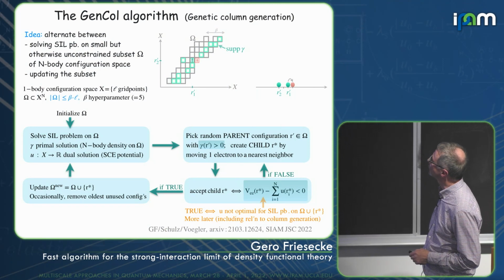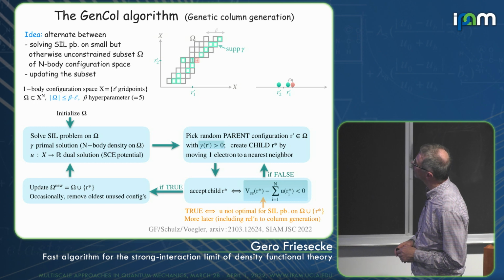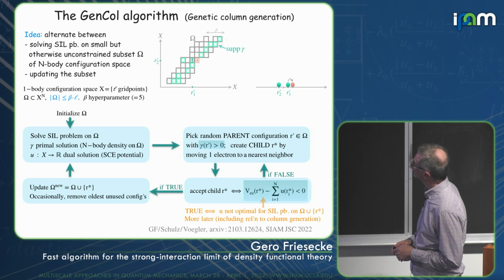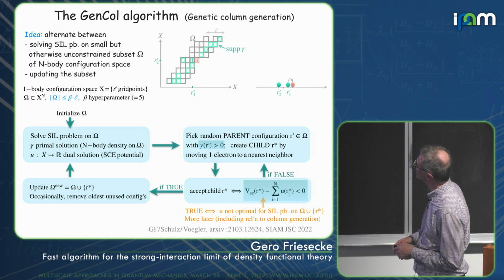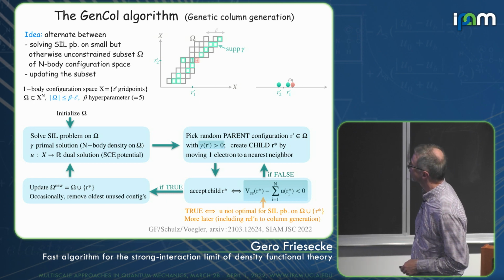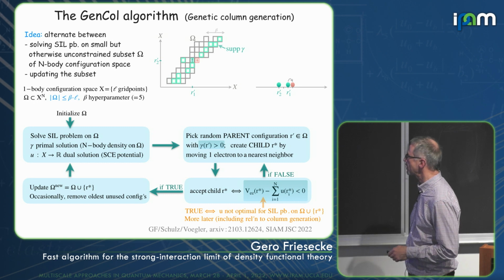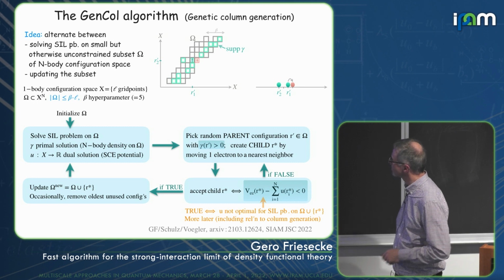So the successful configurations, i.e. parents, can create a child by moving one of the 2 particles by 1 lattice site. So if it's R1 prime, R2 prime, one of these coordinates can hop to a nearest neighbor site. Okay, and now you don't accept every child, but you have an acceptance criterion.